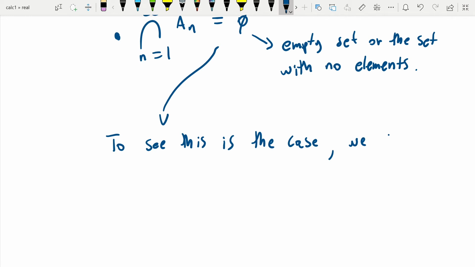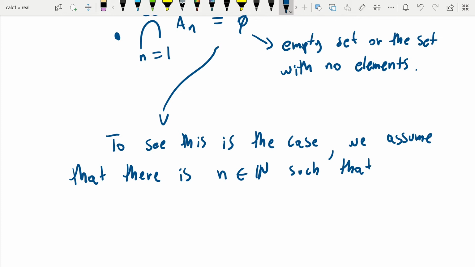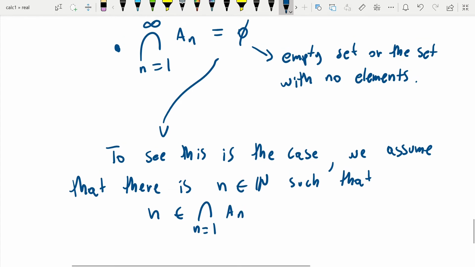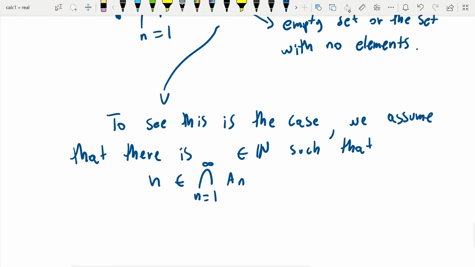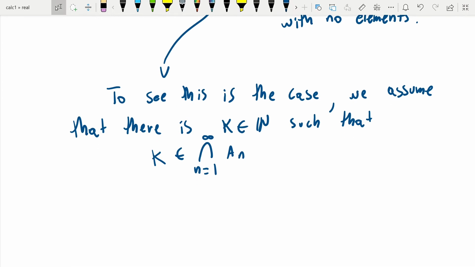we assume that there is a natural number k such that k belongs to the intersection of all the A sub n's. I should choose probably a different letter here. So k and n, such that k belongs to the intersection of all the A sub n's. But can this be true?